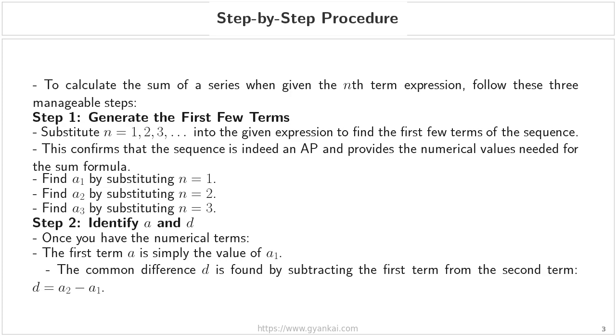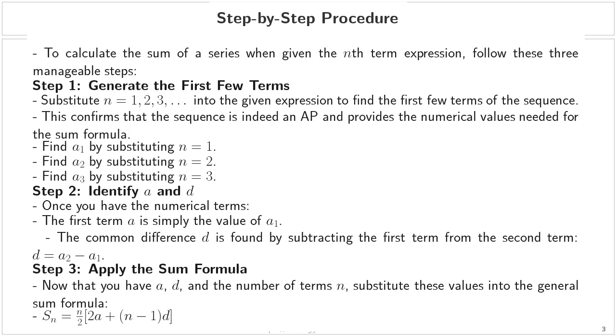Step 2. Identify a and d. Once you have those numerical terms in front of you, your job becomes much easier. The first term, which we represent with the letter a, is simply the value you found for a sub 1. Next, we need the common difference, represented by the letter d. To find this, just subtract the first term from the second term, which is a sub 2 minus a sub 1.